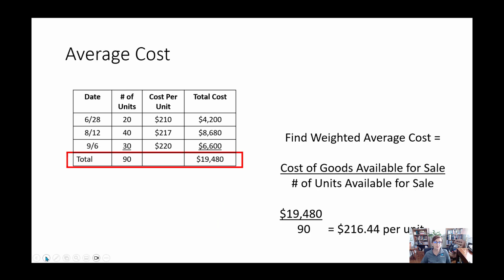So finally, let's look at average cost. And what we do is we find a weighted average. And the reason we find a weighted average is because we bought different numbers of units at different prices, right?